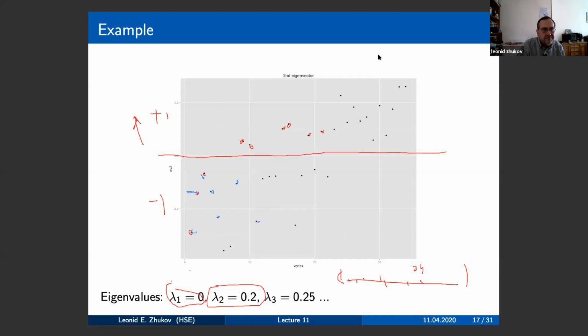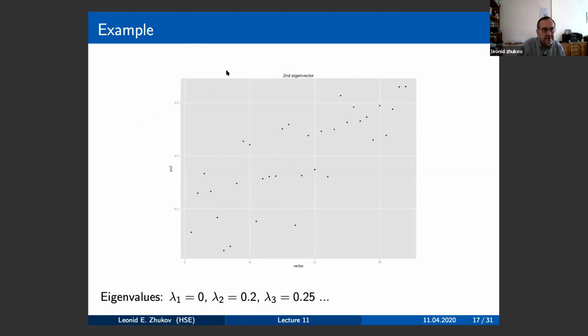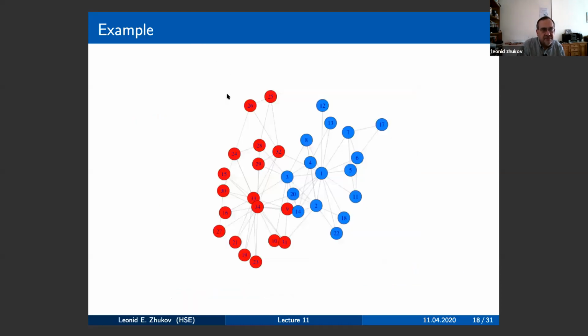Okay, let's do it. Ta-da! Miracle, right? Magic. We did some sort of calculations, and then eventually the math actually worked. Surprisingly, you get a pretty good partition of the graph. All right.